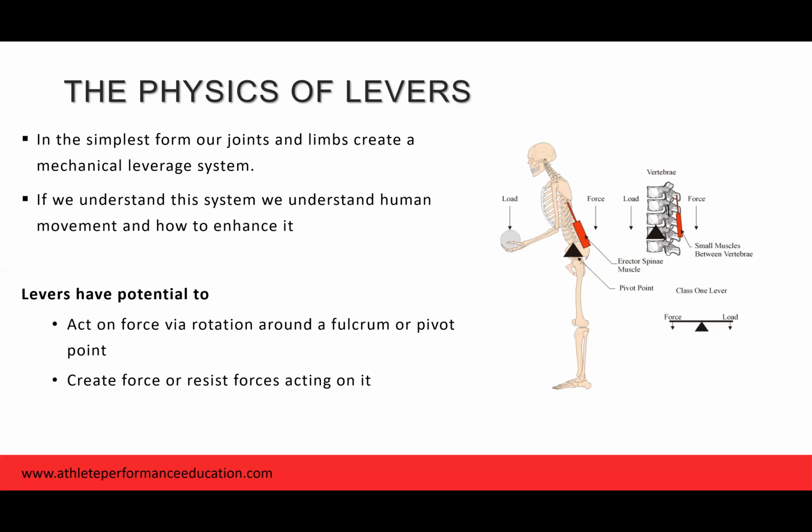to our advantage. Essentially, levers have the potential to do 2 things. They have the ability to act on a force via rotation around a fulcrum or a pivot point, which in our case is our joints. It also has the ability to create force or resist forces acting upon it. So this is our isometric contractions, where we're absorbing force. It might be landing from a jump, or it might be, in another case, perhaps a rugby scrum or something of the like.